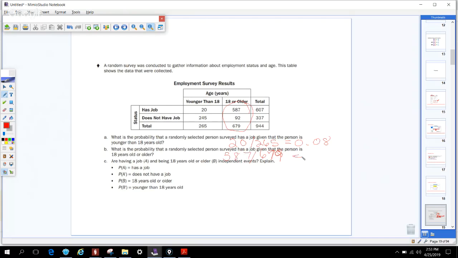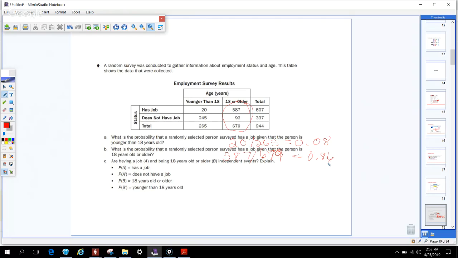587. I did the math for you already. That's going to give you 0.86. Now, this is something that I honestly forgot and I had to look up today. So let's look at letter C. For letter C, it wants us to determine: is having a job and being 18 years old independent events? This is what I completely forgot, and now I'm going to reteach you.